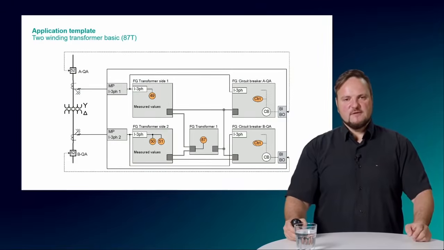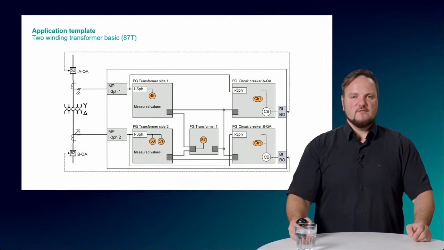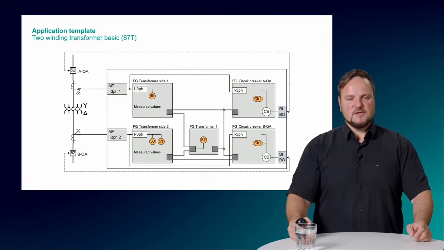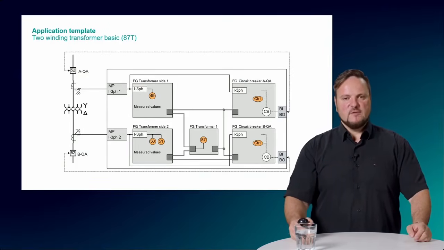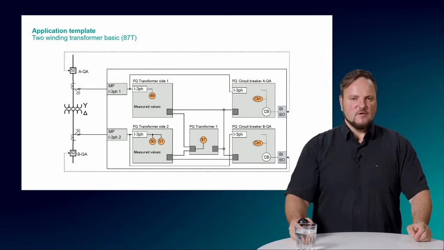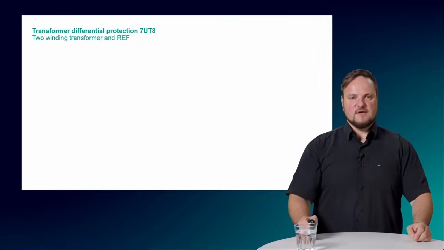And of course, you can also instantiate additional protection functions, which are side related. So for this application here, you have the overload protection on the high voltage side, and on the low voltage side of the transformer we have instantiated a simple overcurrent. So this is one of the first applications.